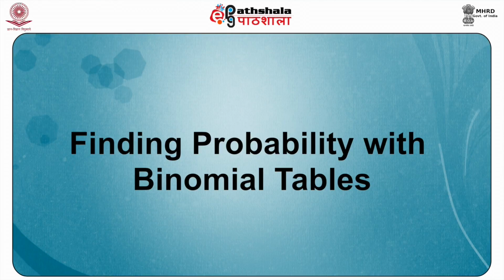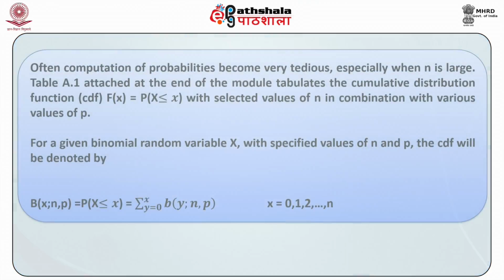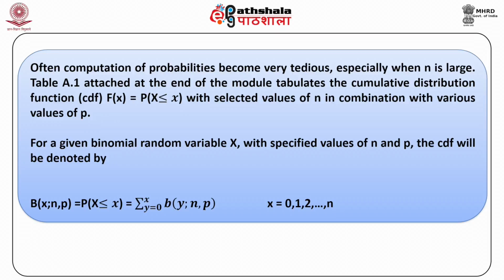Let us look at and try to understand these tables. Often you will find that computation of probabilities become very tedious, especially when n is large. Table A1 attached at the end of this module tabulates the cumulative distribution function known as CDF, which is defined as F of x equal to probability that capital X takes the value less than or equal to small x, which means the variate takes the value less than or equal to a given value of x with selected values of n in combination with various values of p.